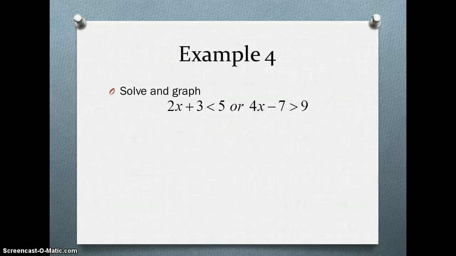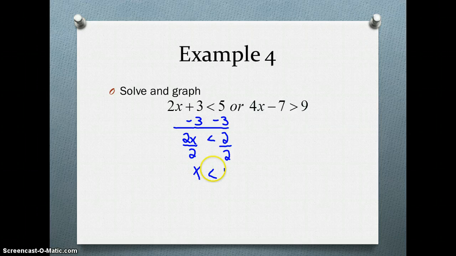In our last example for the day, we have two inequalities here that make up an or inequality. We solve them completely separate. We'll worry about this one on the left. I subtract 3 from both sides. I get 2x is less than 2. The inverse of multiplication is division, so I divide both sides by 2. That gets x by itself. I get x is less than 1 as part of this.